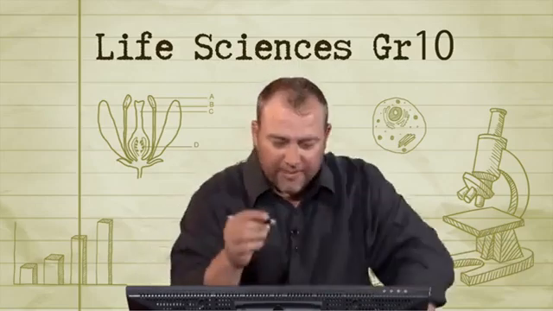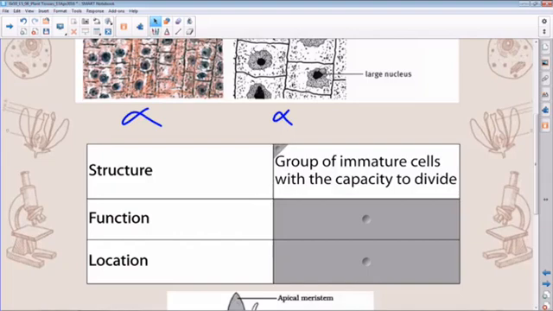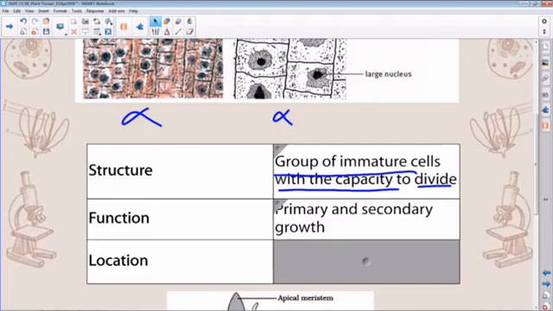Let's see how you did. Okay, so the structure of it is very, very simple. The structure is a group of immature cells with the capacity to divide. In other words, it's going to make more and more and more cells. And that's its structure. Okay? And if you have a look at it, it normally has a large nucleus, so it can divide all the time. Its function, as we said, is primary and secondary growth. Primary growth means right in the beginning, it makes it, and secondary growth makes it go fatter, or bigger and stronger.